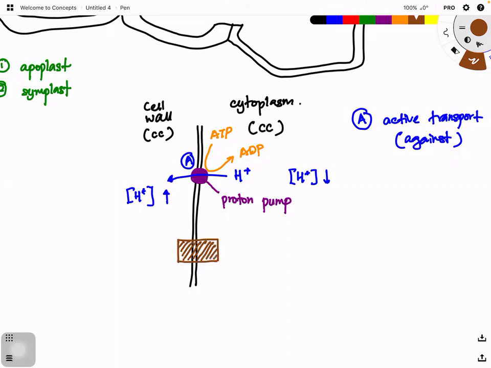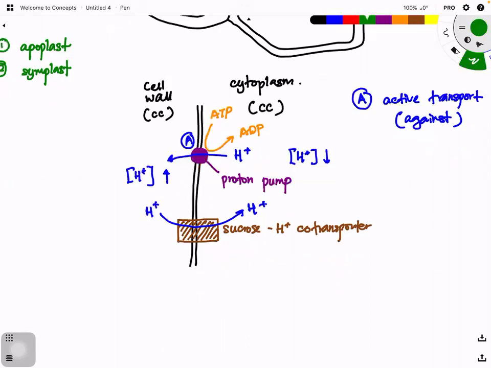So this is the sucrose-proton co-transporter. It means that now protons come back. And sucrose, which is green in color, can now enter. So you label these process B and process C.